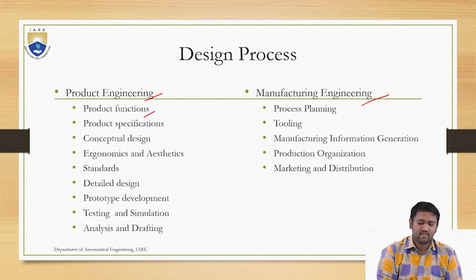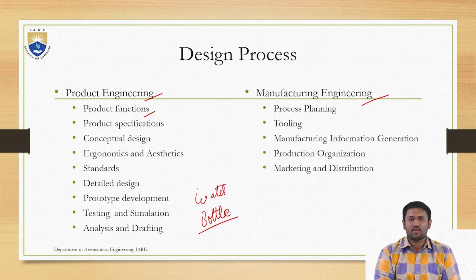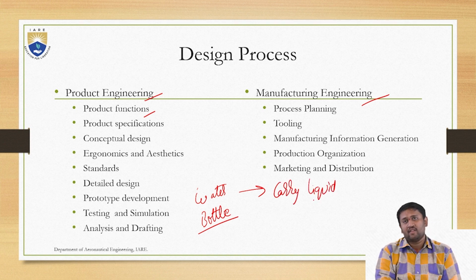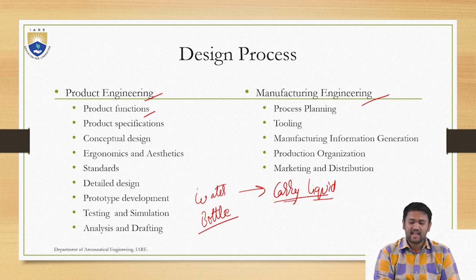For example, let's say you take a water bottle. We'll understand with the example of a water bottle, which is a common product. For this, we'll understand the functions of a water bottle. It is supposed to carry liquid. Although it is made for water, we are using it for a few other liquids also. So we'll consider it is supposed to carry a liquid in it. So this carrying of liquid is a function of the water bottle.